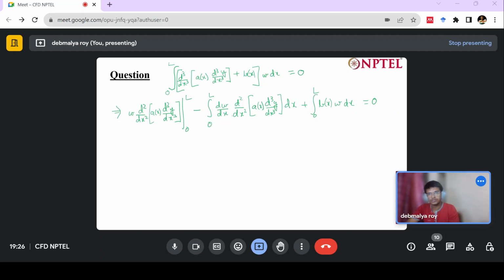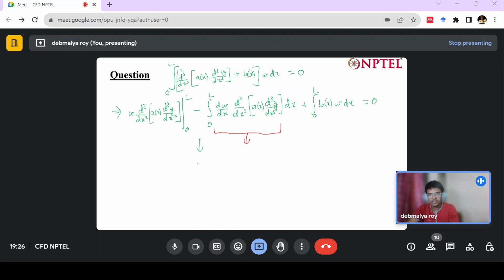So yes, we were calculating this. So I'm not doing the rest of the calculation, but I guess you have understood. If there is any doubt, please don't hesitate to ask. You can ask anytime, no problem. So what will be the next step? Next step will be to do a by parts of this. Then again we will have two terms.